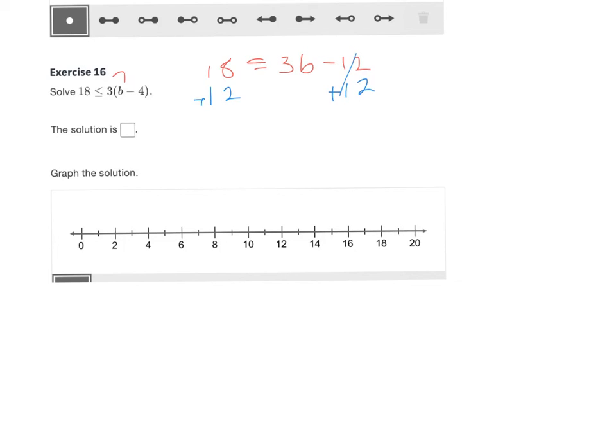This is going to be 30 is less than or equal to 3b. Then the last step, the inverse of multiplying by 3 is dividing by 3. We get 10 less than or equal to b. We have to flip it. That's going to be b is greater than or equal to 10. At 10, closed circle going to the right.